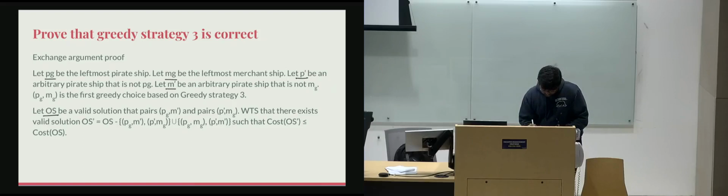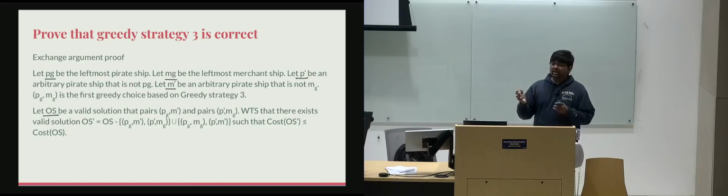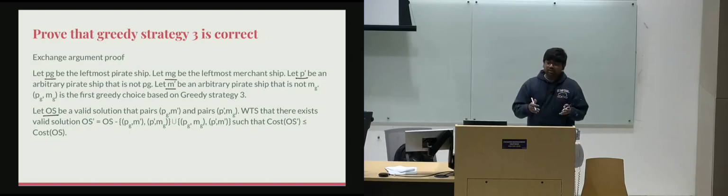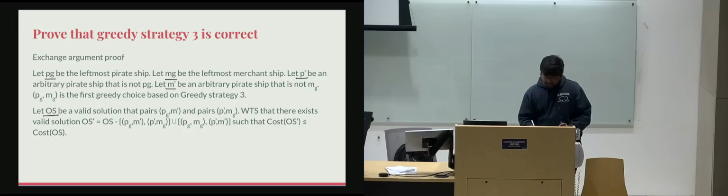So what we are saying is this OS is not doing the thing that we are doing. We are pairing the leftmost pirate ship with the leftmost merchant ship, but the solution OS is not doing that. It is pairing the leftmost pirate ship with some arbitrary merchant ship M prime, and it is pairing this P prime with the leftmost merchant ship.